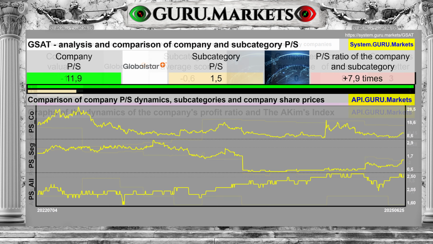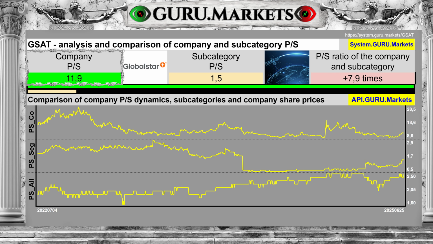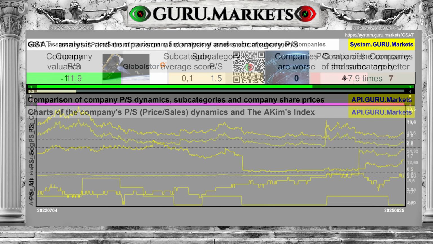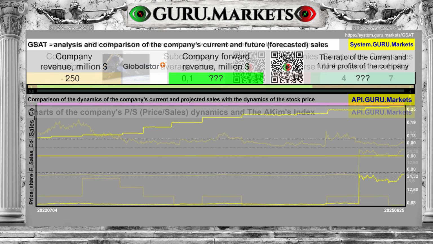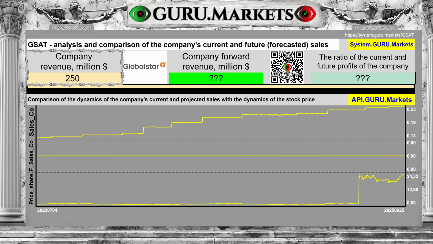The company's price to revenue ratio is 11.9. Average for the subcategory is 1.5. Evaluation of the company's market price to revenue ratio in comparison with the indicators of companies in the subcategory: bad, minus 1 point. Revenue for the last 12 months was $250 million.